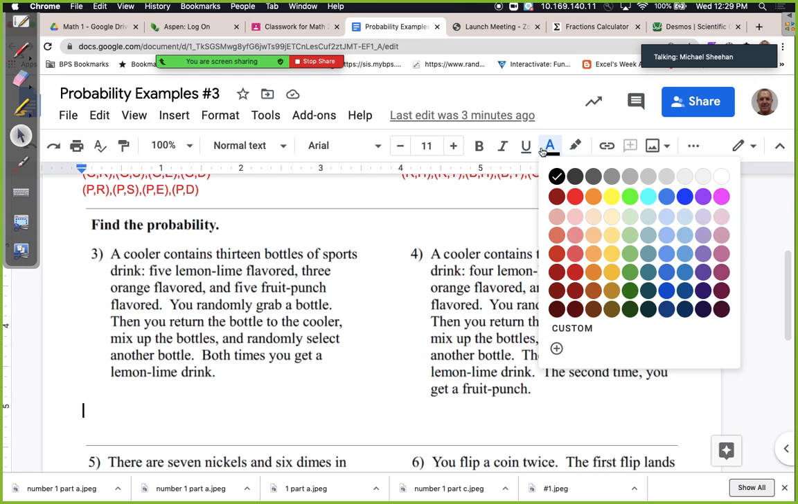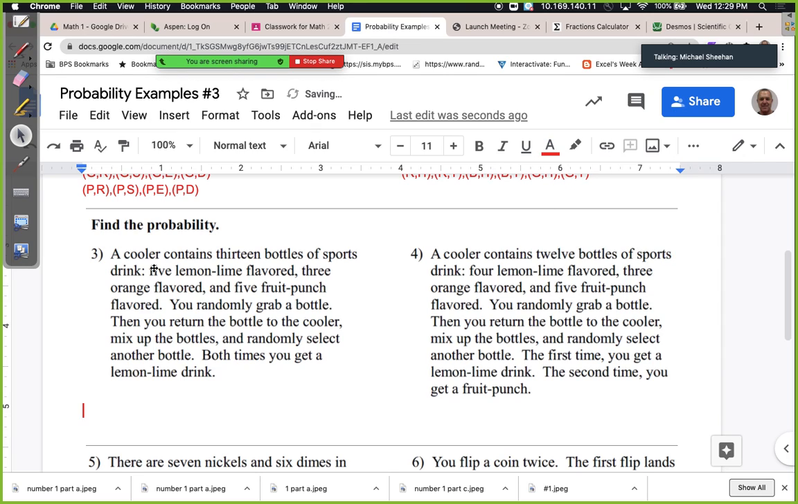All right, well, if I read this carefully, there's 5 lemon lime drinks. So 5 out of 13. All right, and I'll just use a little X for times. We're not going to try to make fractions look like fractions here. And then I want to get lemon lime the second time also. 5 divided by 13 equals, and we'll come back and give an answer in a minute.